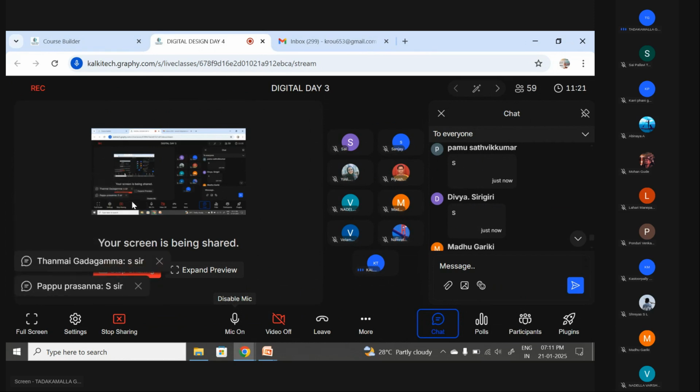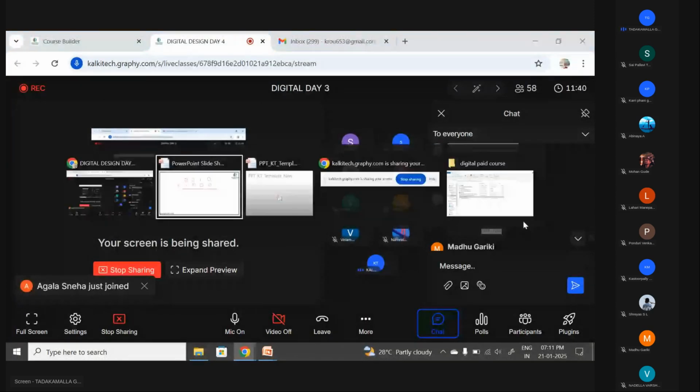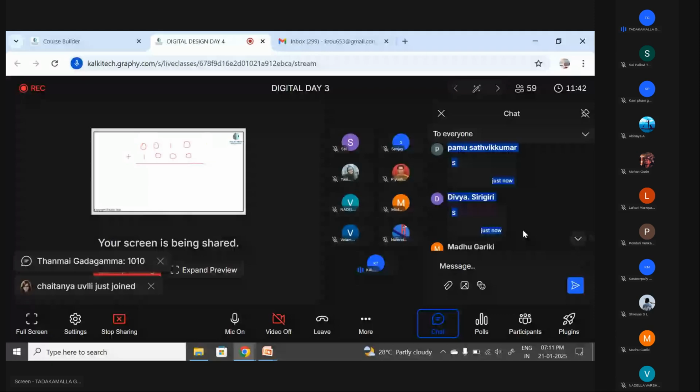Okay. So let's say we have a number 0010, this is our BCD number, and let's say another number is 1000. So what is the resultant if we add these two BCD numbers? What is the resultant we are getting? 0010 and 1000.